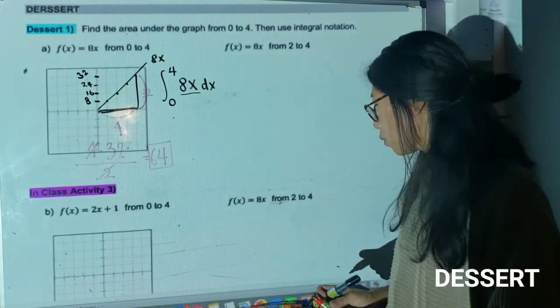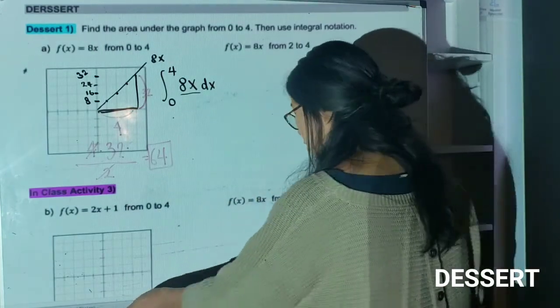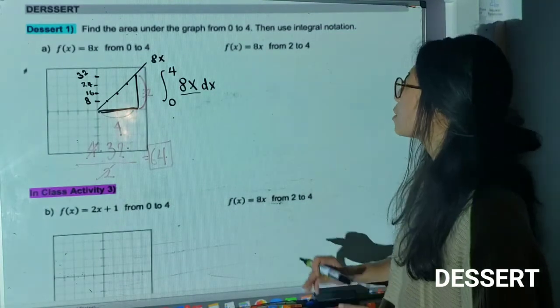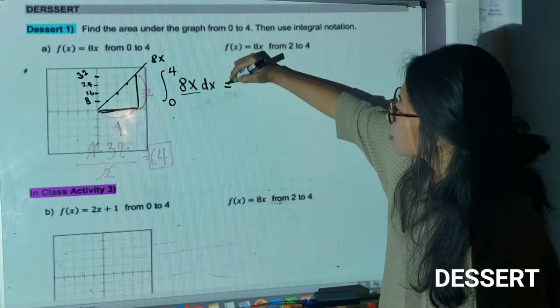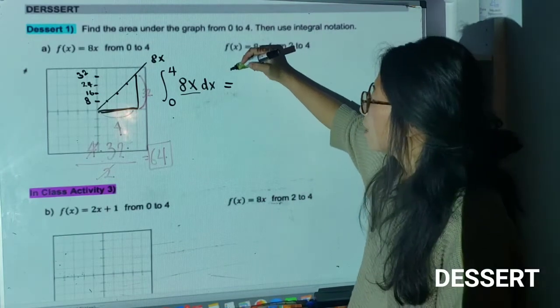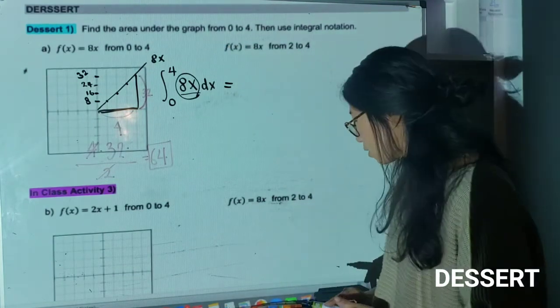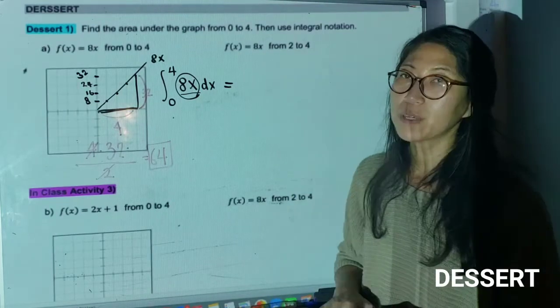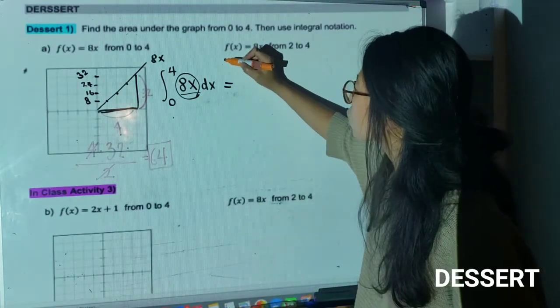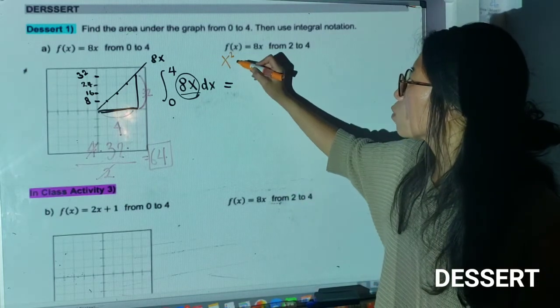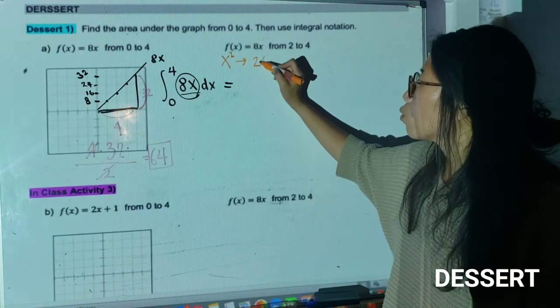Then how are we going to compute using the integral? The fundamental theorem of calculus tells me that this is going to be taking the antiderivative. So guess 8x, what will be your guess? For me, at least, I can guess it came from x squared. So I'm going to write it down, and then take a derivative of x squared. What do you get? You get 2x.